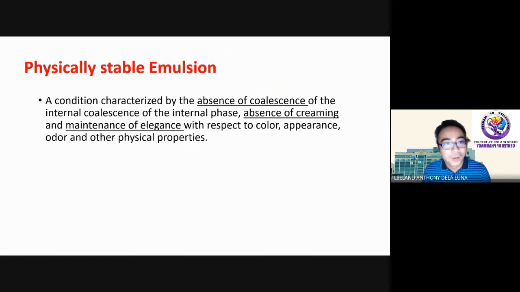Okay? Now, ano bang characteristic, class, ng isang physically stable emulsion? A while ago, class, we discussed about the desirable qualities of a suspension. Now, this time naman, let's talk about an emulsion. So an emulsion, class, that is physically stable, okay, is said to be free from coalescence, okay, especially internal coalescence, absence of creaming, and it maintains the elegance with respect to color, appearance, odor, and other physical properties.